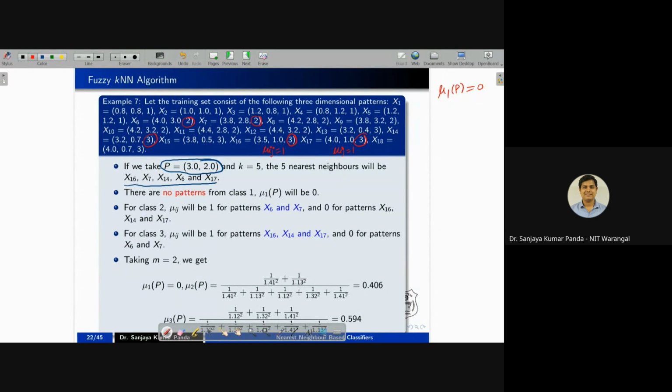But in the case of x7, x6, and x14, the membership variable value is equal to 1. For class 2, for x6 and x7, the membership value is 2. The membership variable for class 2 is equal to 1. Right? That means mu ij is equal to 1 for that particular class. Right? Means those points explicitly belong to a particular class.